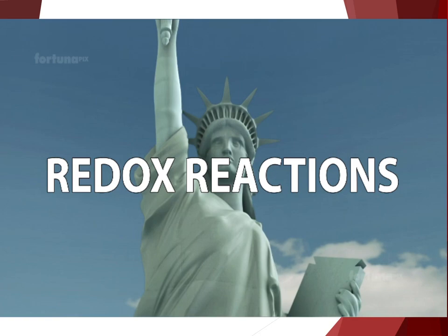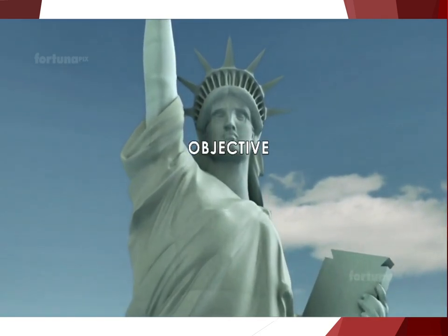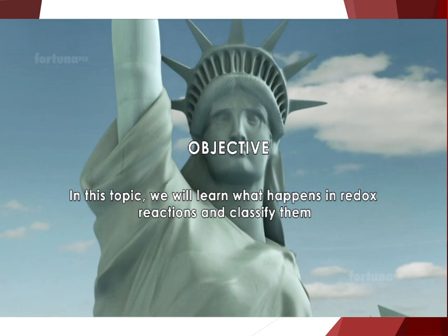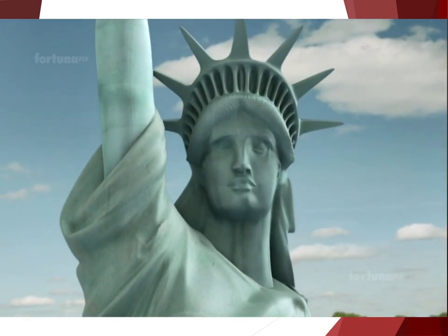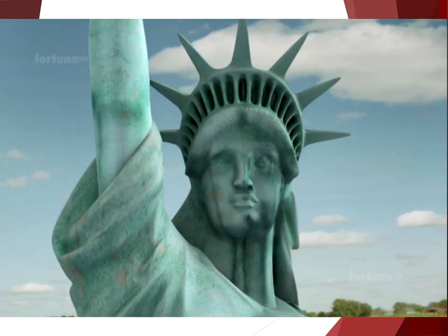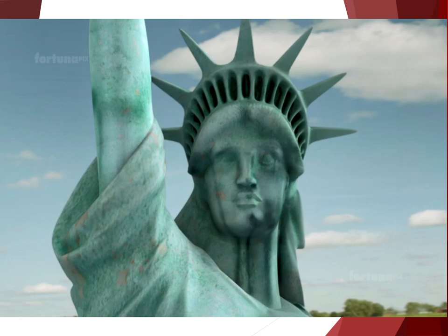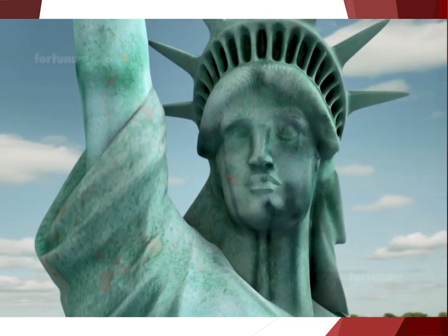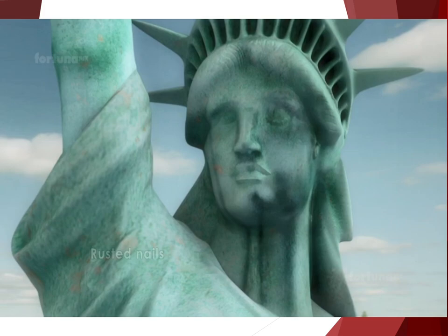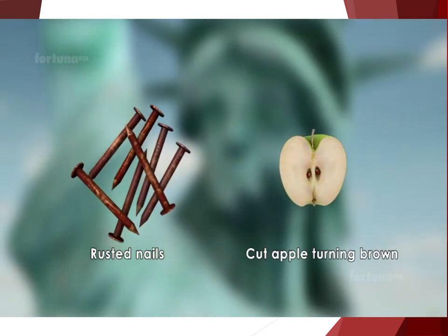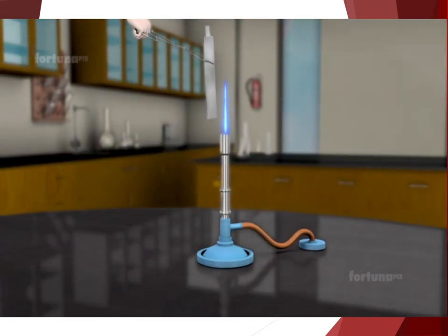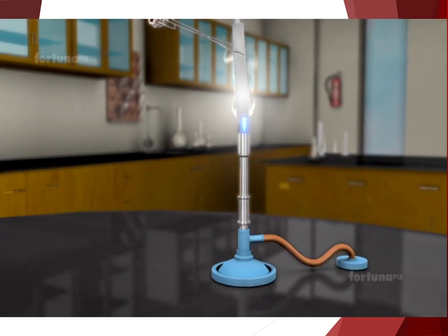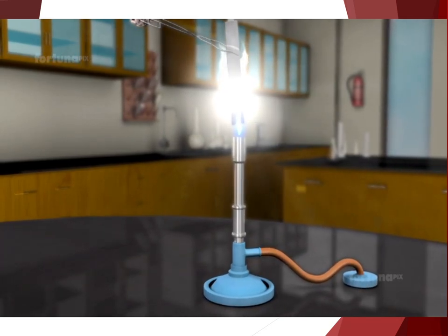Redox reactions. Objective. In this topic, we will learn what happens in redox reactions and classify them. Did you notice the green patina formed on the Statue of Liberty? It was caused by redox reactions. The same phenomenon can be observed in rusting of nails or a cut apple turning brown, and burning magnesium, which gives off a bright white flame. These are examples of redox reactions.